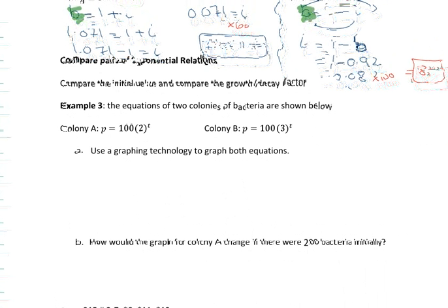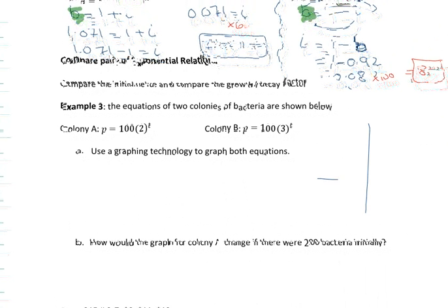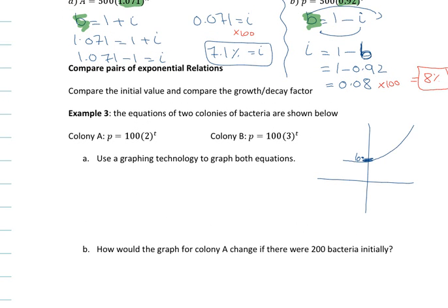So you're going to see when you graph it on Desmos that they both have that 100 start, but one's going to grow like this, while the other one is going to grow faster. Okay? It's going to have a faster growth because it's tripling. So after 1 hour, instead of having 200, you're going to have 300. Instead of having 400, you're going to have 900. So you're going to see that it's going to grow faster.